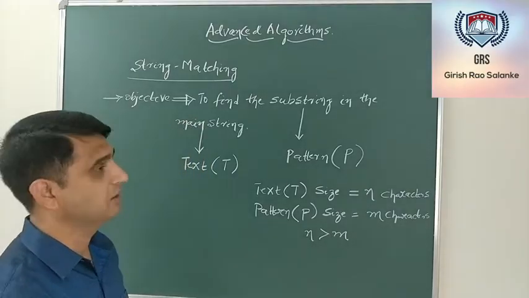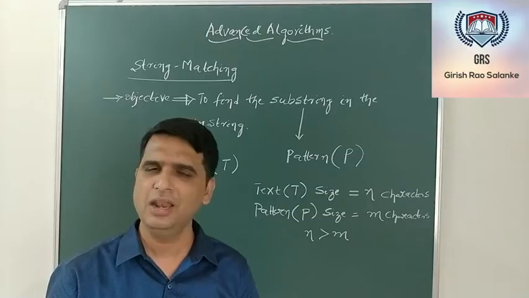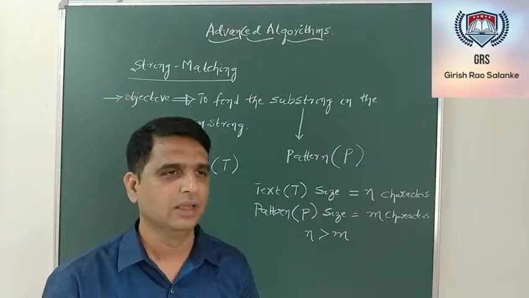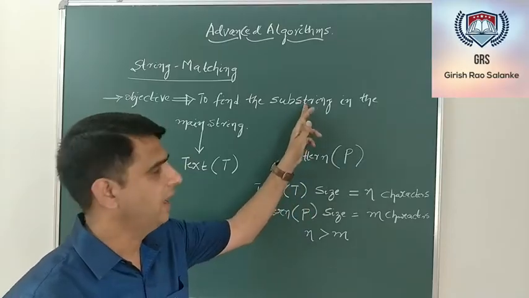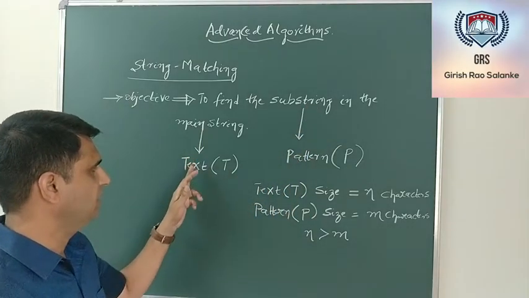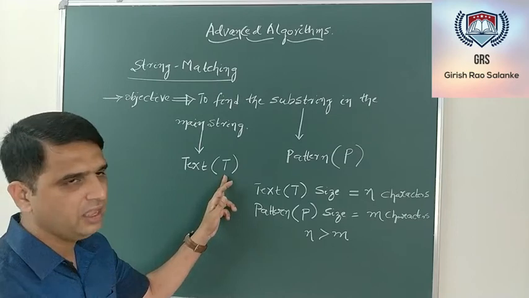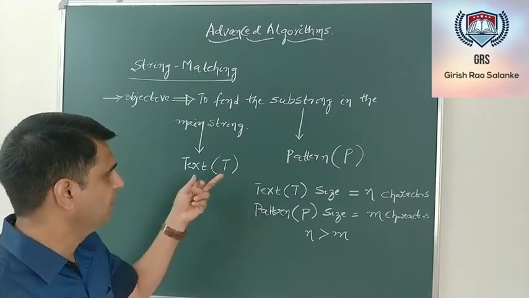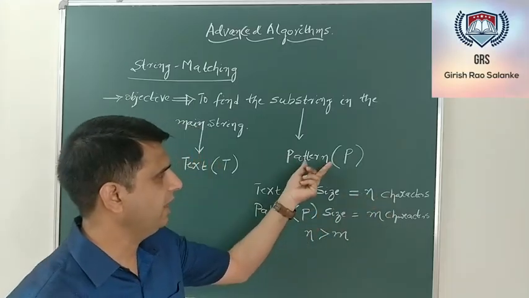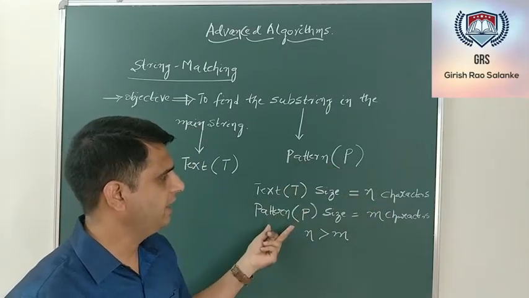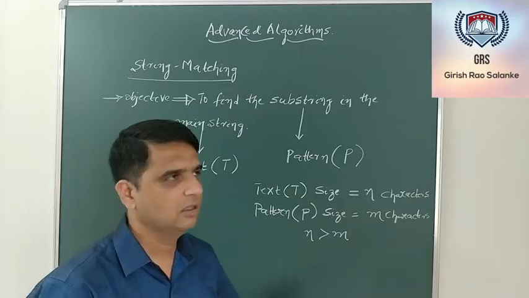So this is about some of the terminologies that we keep using in any string matching algorithm. Those are pattern, which is denoted with P. Pattern is nothing but the substring, and the main string, which is nothing but my text, which is denoted with T. The size of text, that means the number of characters present in text T, will be n, and the number of characters in my pattern P, let it be denoted with m characters.